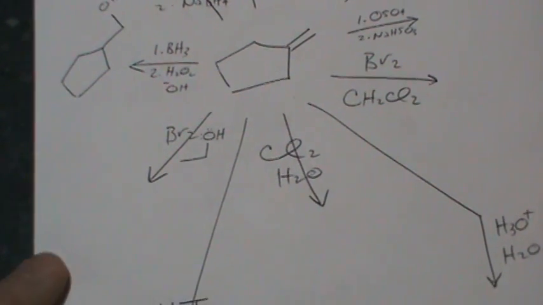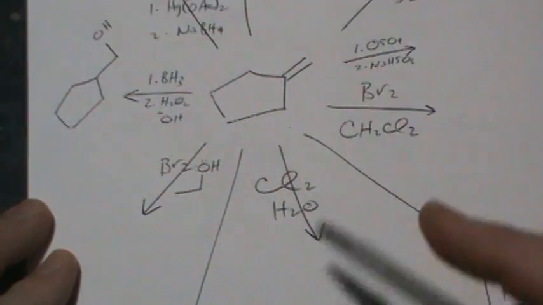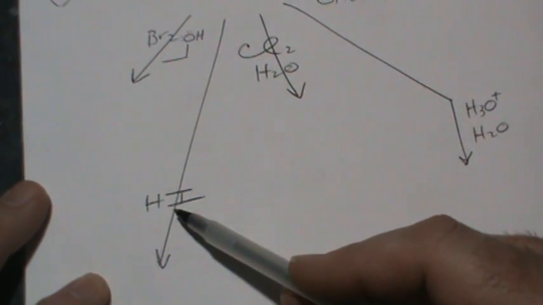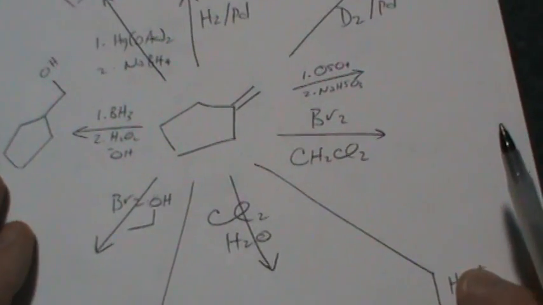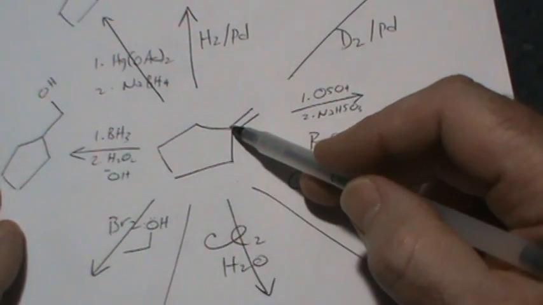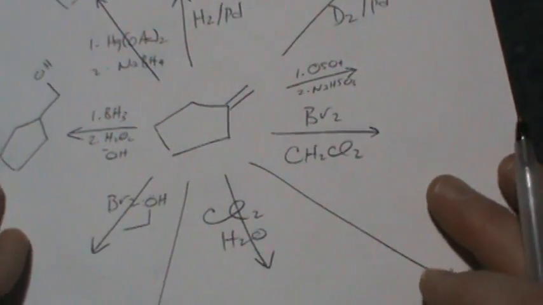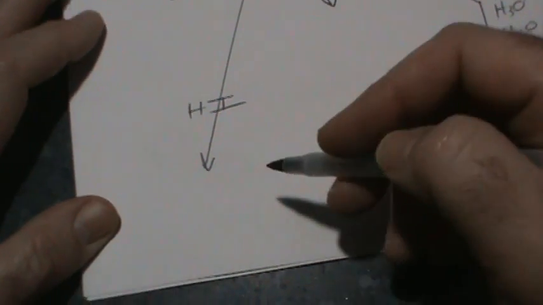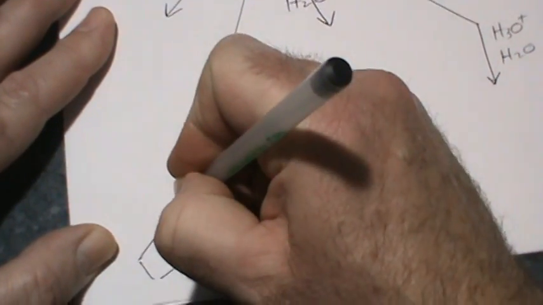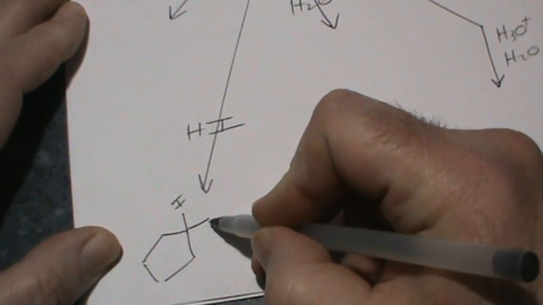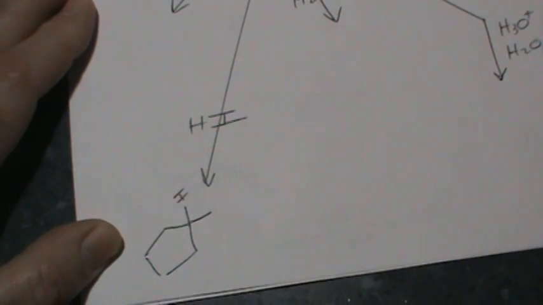Let's look at this reaction all the way down here. We're going to take this same methylene cyclopentane and this time react it with HI. This is a hydrohalogenation reaction. We're going to add hydrogen across the less substituted and halogen, in this case iodine, across the more substituted, because this reaction we know is Markovnikov. We've added hydrogen across this carbon, now it converts it into a methyl group, and iodine across that carbon.